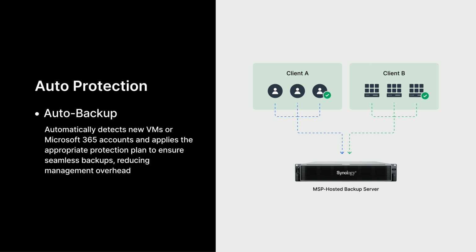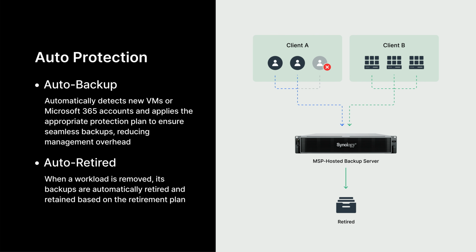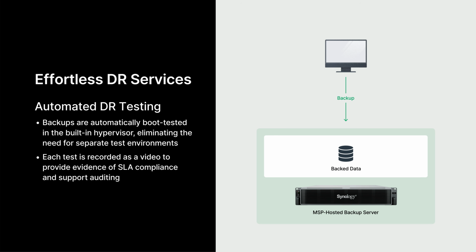ActiveProtect also helps service providers keep up with changes in their clients' environments. When a client adds new workloads, Auto Backup automatically detects them and applies the appropriate protection plan. This requires no manual configuration. When a workload is removed, ActiveProtect automatically retires its backups and retains them according to the defined retention policy, then deletes them once they expire. This helps prevent SLA breaches and also minimizes the risk of storing data longer than necessary, especially after clients' employee departures.